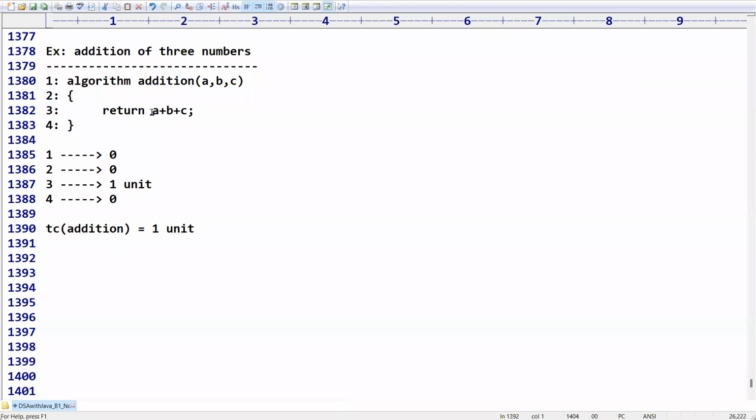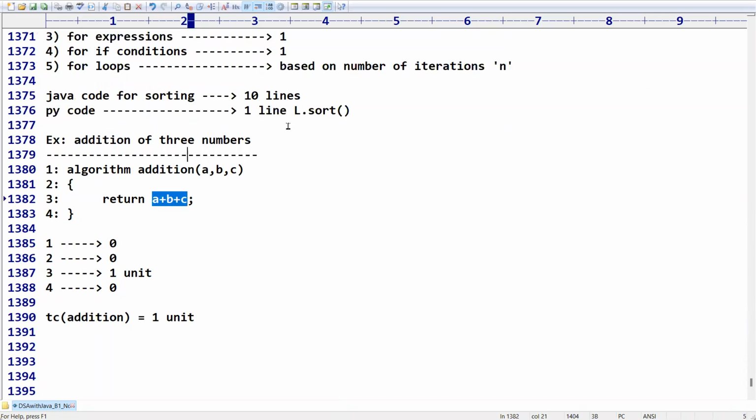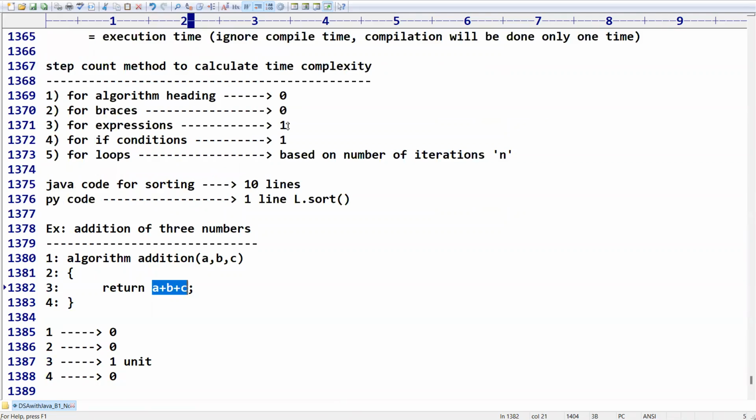1 unit. Yes, sir. This is an expression, right? In Java or Python, in any language, it is an expression. So there is a rule: an expression takes how much time? Only 1 unit of time to execute. That's why this one is going to take 1 unit. Heading will take 0 units. Braces will take 0 units. Only in this algorithm I use the expression, so it is going to take 1 unit. Forget about the return; we should not count it. We have to take only the expression. Clear? Clear, sir.